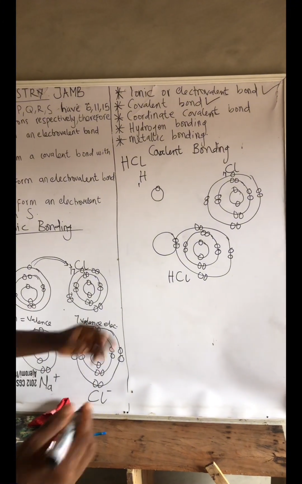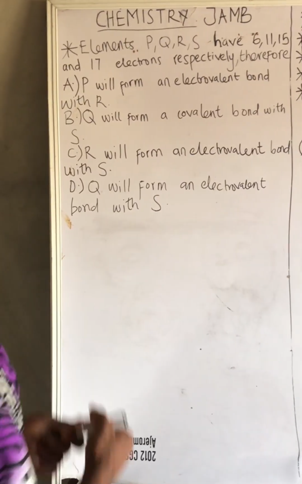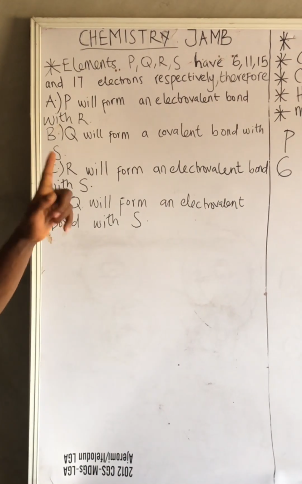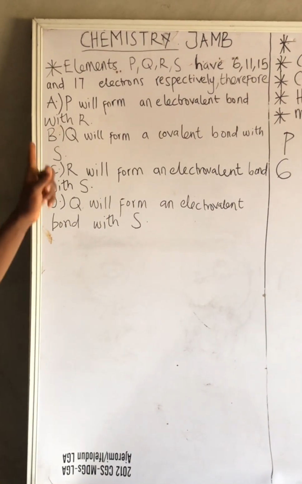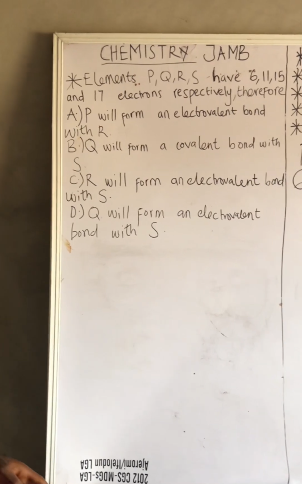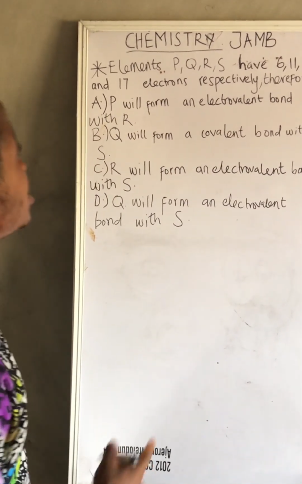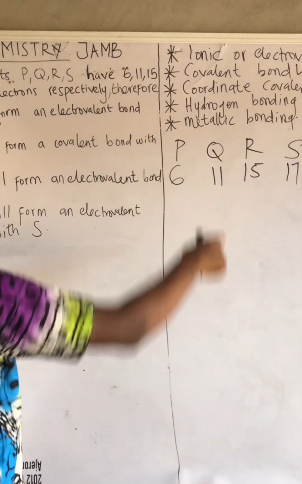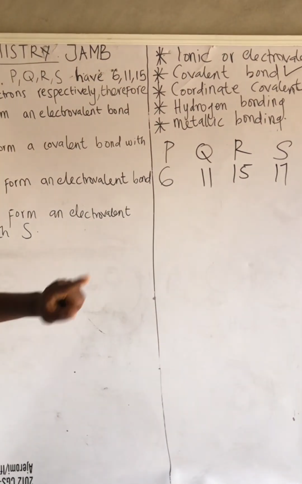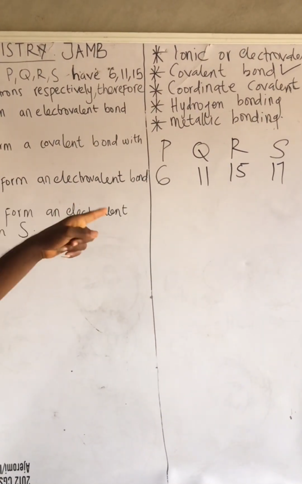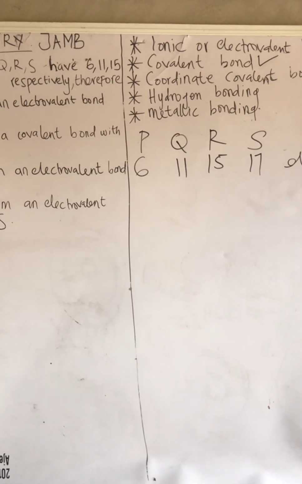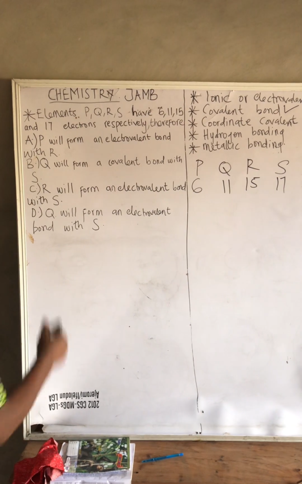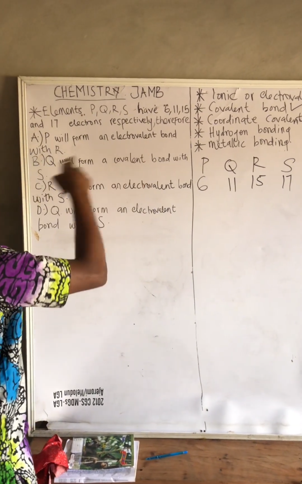So it can happen for any compound. And go back to the question. Elements P, Q, R, and S having 6, 11, 15, and 17 electrons respectively. Therefore, option A, P will form an electrovalent bond with R. So I've written something here: P, Q, R, S. 6, 11, 15, and 17 electrons, so that we won't get confused. P has 6 electrons, Q 11, R 15, S 17. So now let us see if option A is correct. They said P will form an electrovalent bond with R.